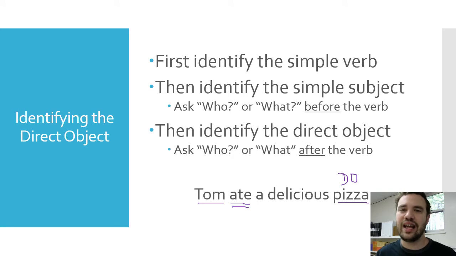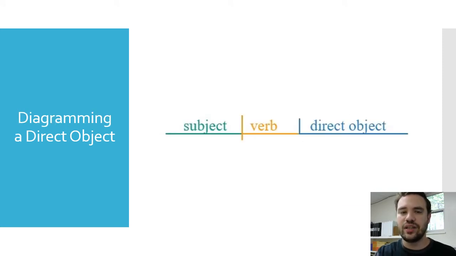Now let's look at how we diagram the direct object in a sentence. If we've just got a subject, a verb, and a direct object in a sentence, then we would diagram it something like this. This would be if we don't have any multiple subjects or multiple verbs or multiple direct objects, right? Just one subject, one verb, and one direct object. So it's all going to be on a horizontal line. The subject, and you're going to have a vertical line.